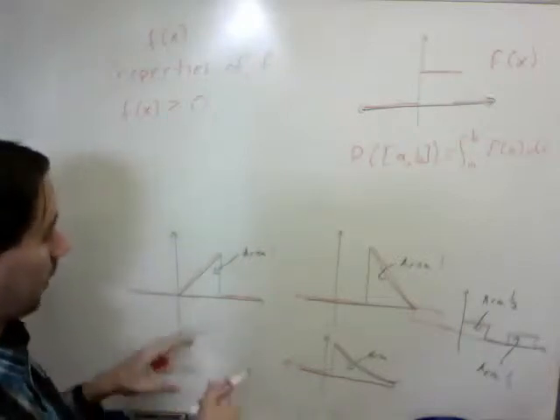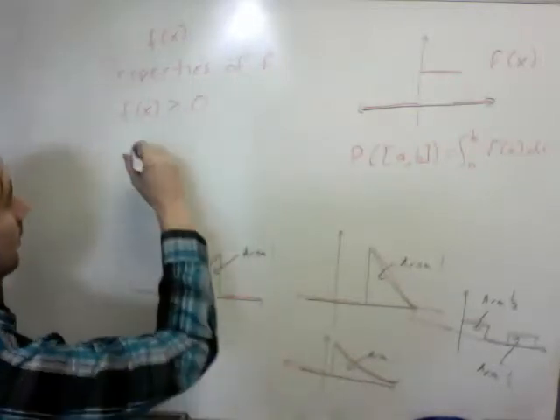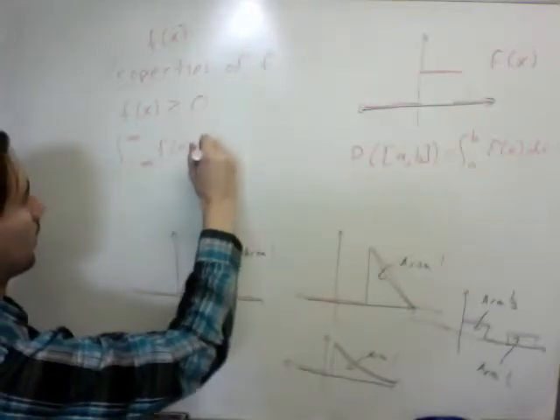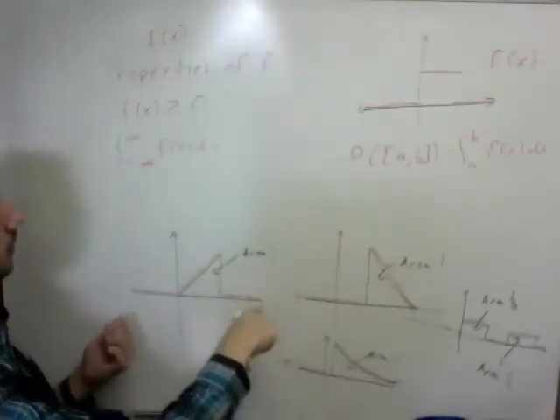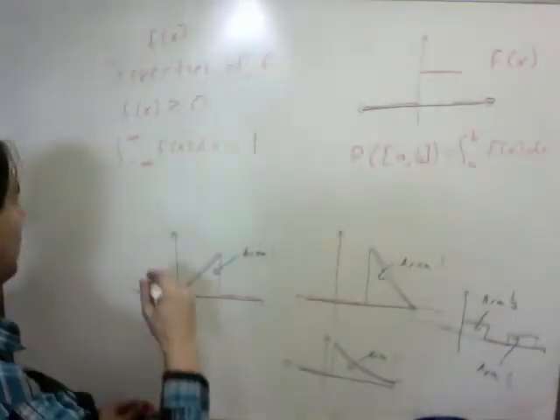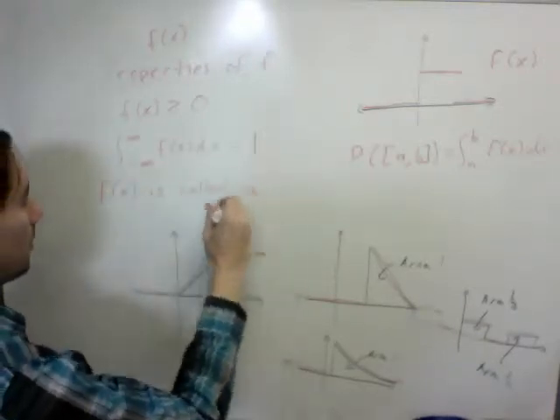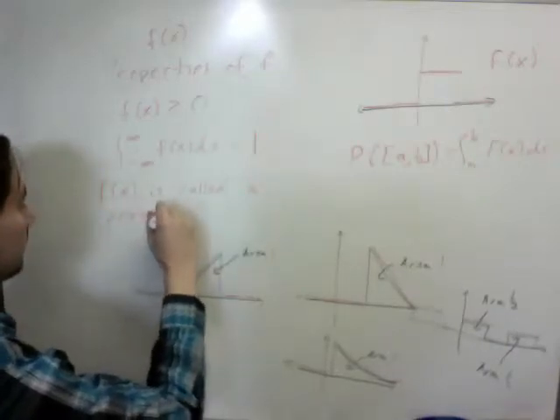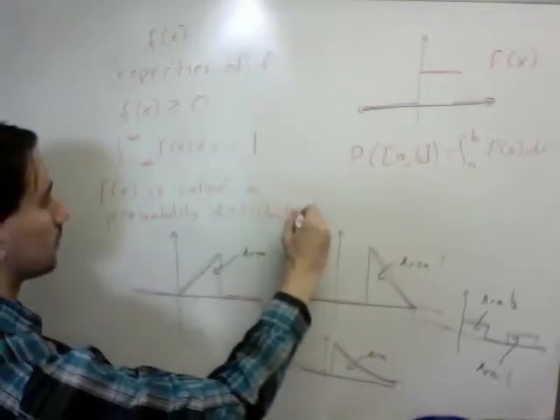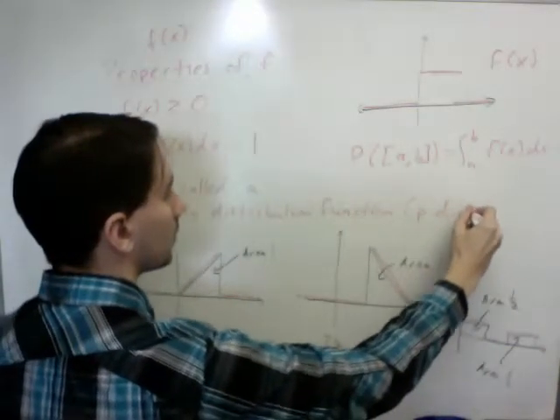Also, the area of the block that we started off with is 1, and we can only squish it around on the real line. So the integral from minus infinity to infinity of f of x dx, the area sitting on top of our real line, has to be 1. And f of x is called a probability distribution function, or if we'd like to abbreviate, PDF.